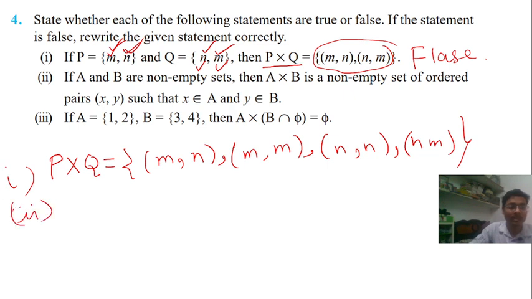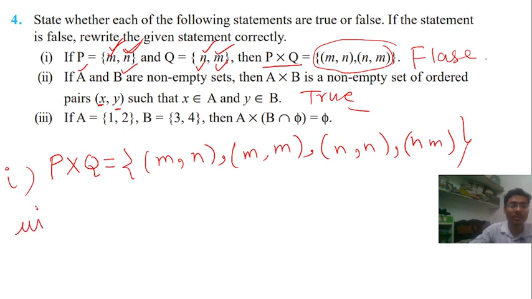Now we will solve the second statement here. If A and B are non-empty sets and A cross B is a non-empty set of ordered pairs x comma y, such that x belongs to A and y belongs to B. So A and B are non-empty sets and A cross B is also a non-empty set, and so the second statement is obviously true, because the first element in this set should come from set A and the second element should come from set B. So the second statement is true and a true statement need not be justified.